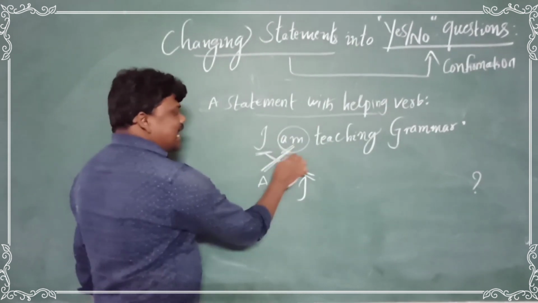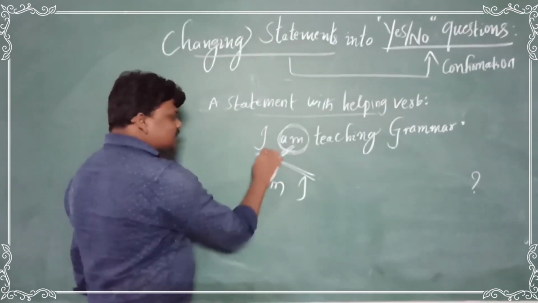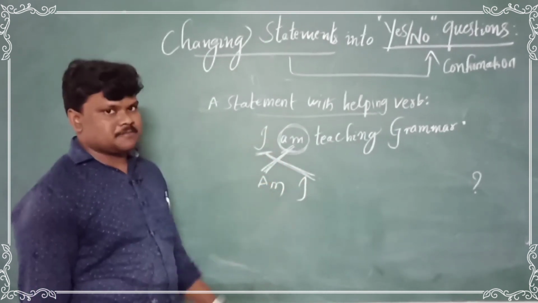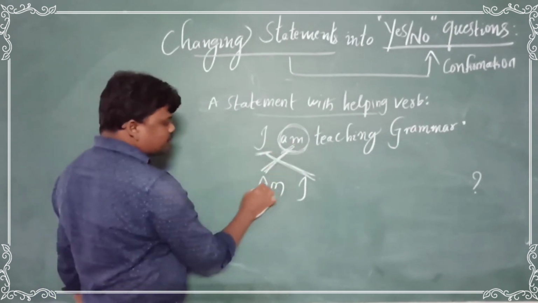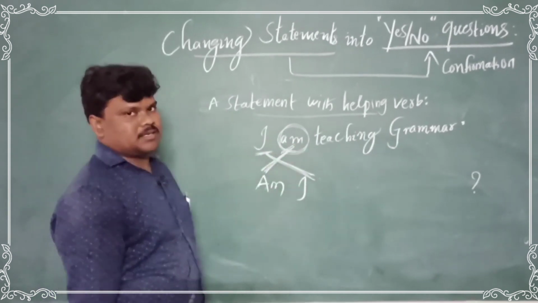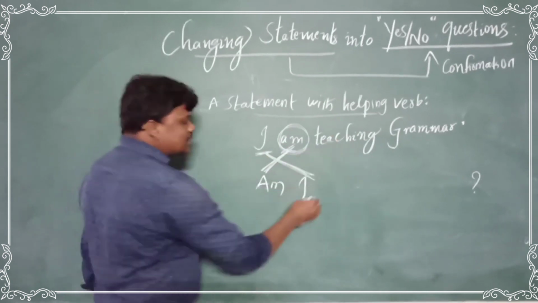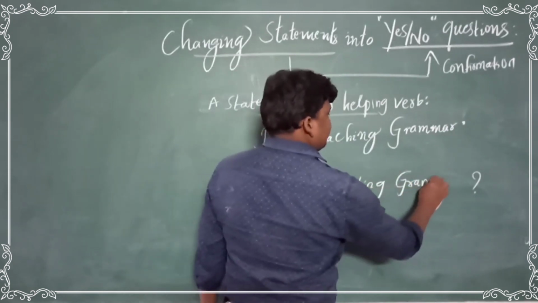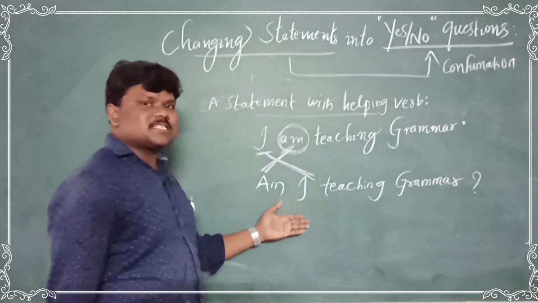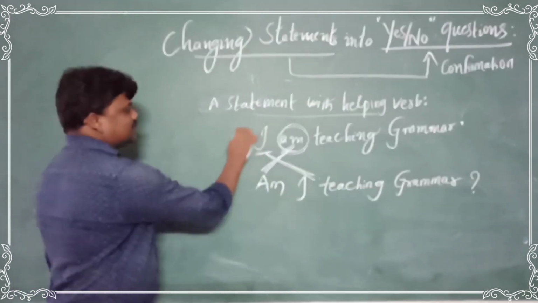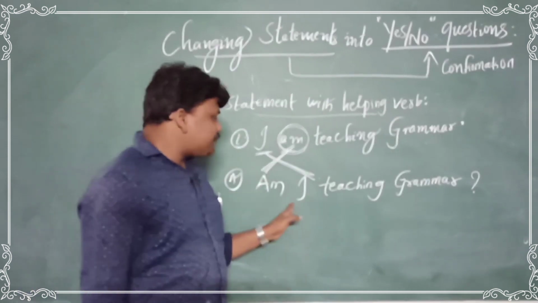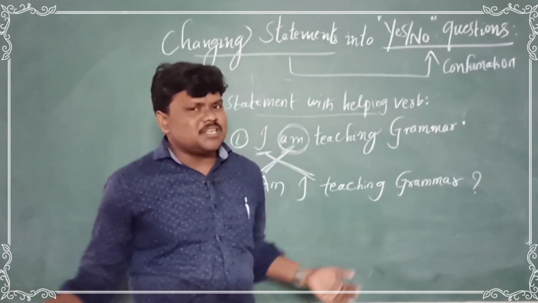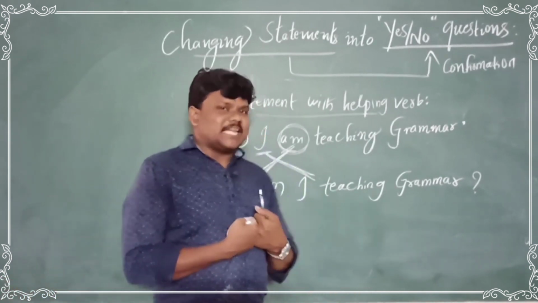Simple, my dear. Identify the helping verb first. Interchange the two: subject into the helping verb place, helping verb into the subject place. When you change the helping verb into the subject place, you must start with a capital letter. Am I teaching grammar? This is called a yes or no question. This is a statement, this is a yes or no question. If I ask myself, am I teaching grammar? If it is yes, I can say yes. If it is no, I can say no. Fine.